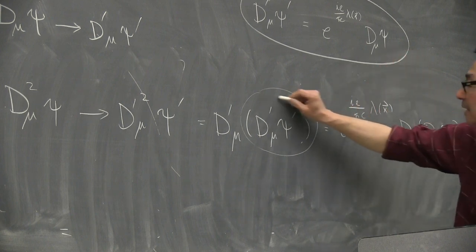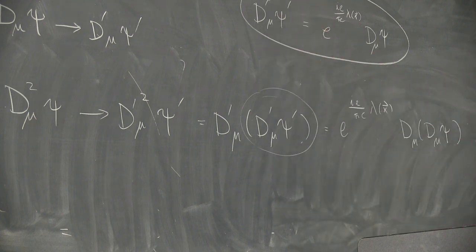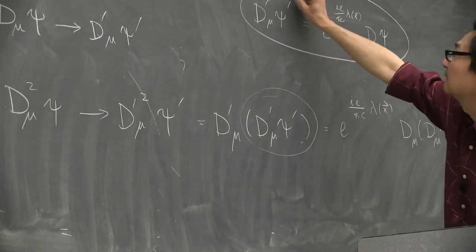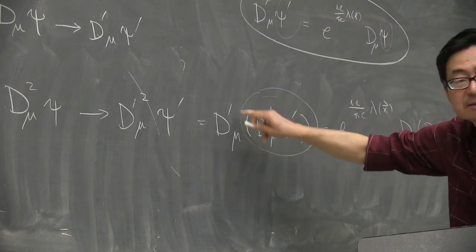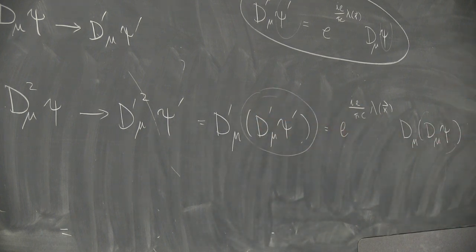You treat this whole thing as some ψ' in here, okay? Right? In other words, this is the unprimed quantity. This is a primed quantity, whatever it is. So, like that. Okay. When you act on this whole thing once by the covariant derivative in the new gauge, it turns it into this phase factor times the corresponding quantity in the unprimed gauge in here, like that. But this is just actually the original second covariant derivative, right? So you'll have this is equal to e to the iE/ħc λ D_μ squared ψ, like that.